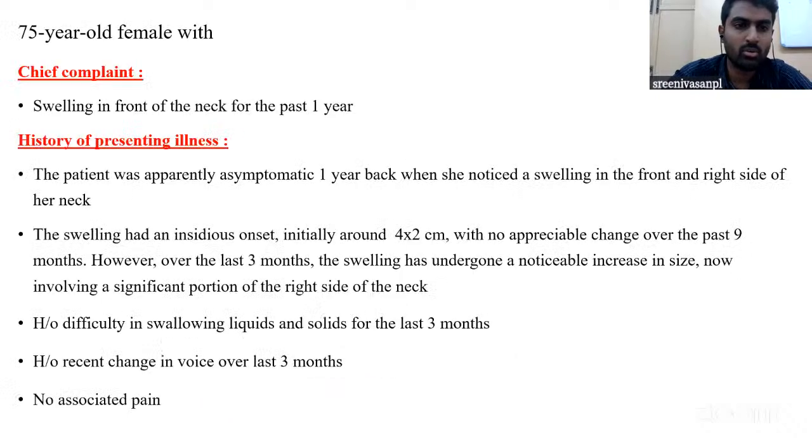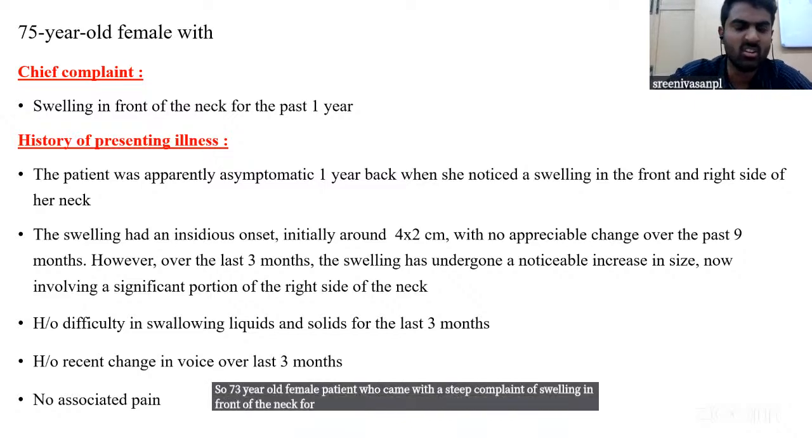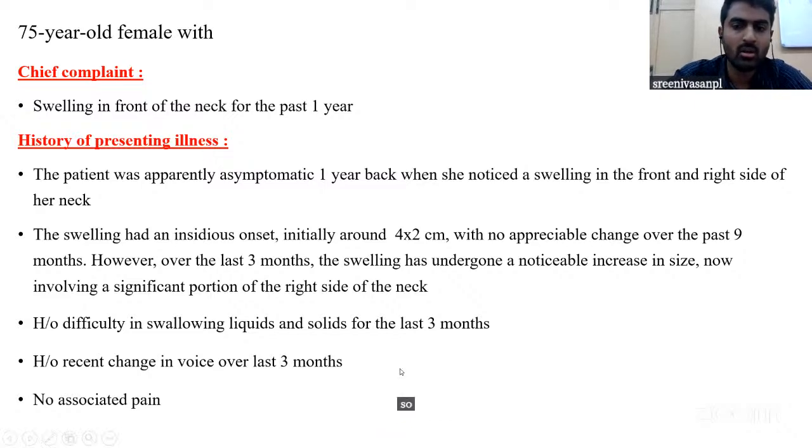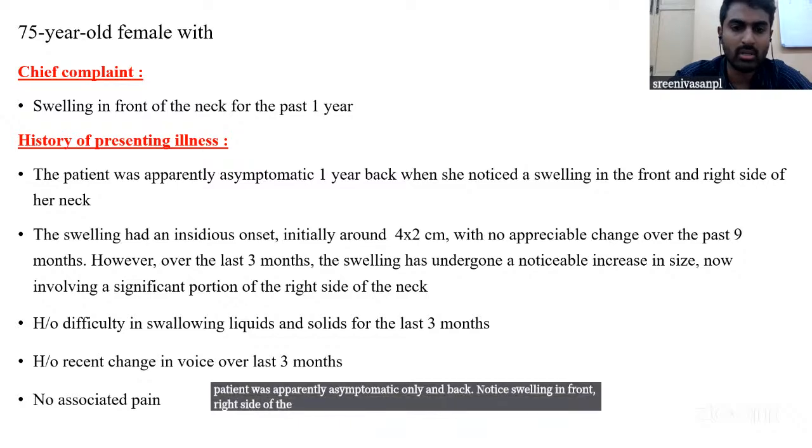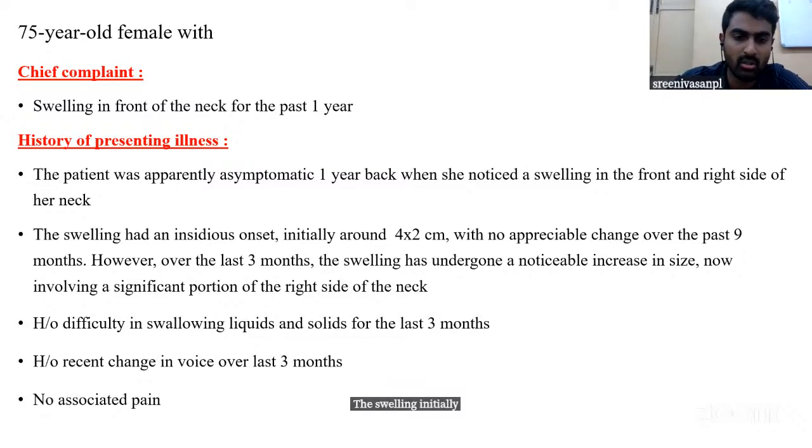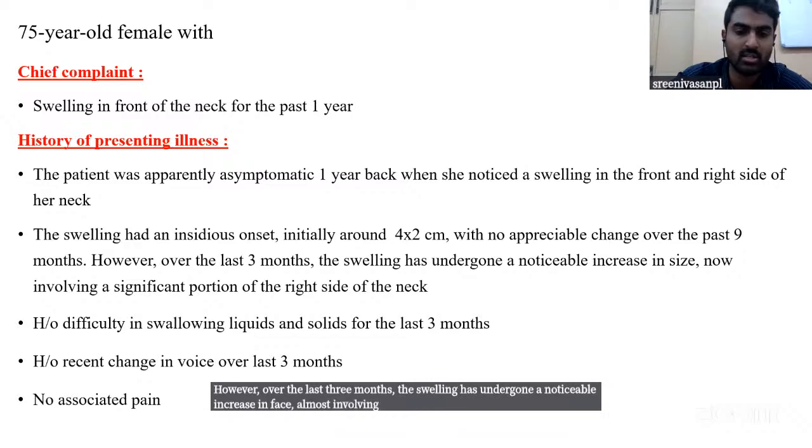A 73-year-old female patient came with the chief complaint of swelling in front of the neck for the past 1 year. History of presenting illness: the patient was apparently asymptomatic 1 year back, then noticed swelling in the front right side of the neck. The swelling initially had an insidious onset, around 2 to 4 centimeters in size, with no appreciable change over the last 9 months. However, over the last 3 months, the swelling underwent a noticeable increase in size, almost involving a significant portion of the right side of the neck.